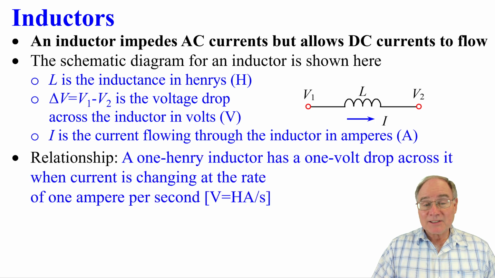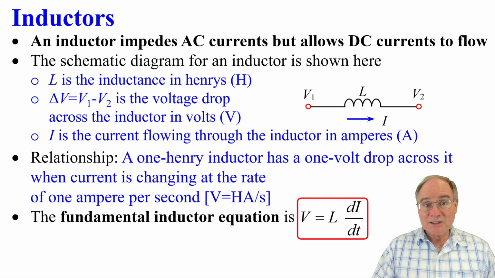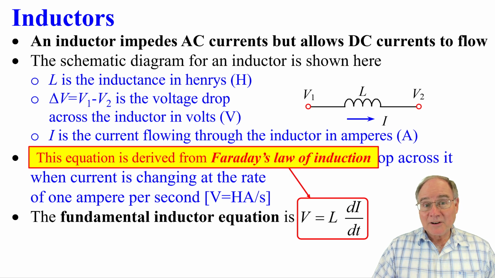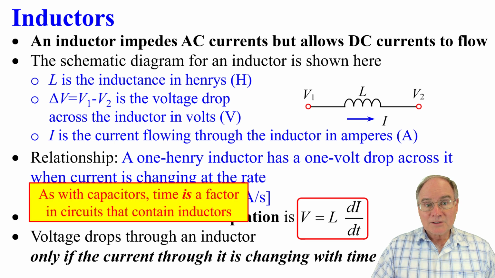The relationship is that a 1 henry inductor has a 1 volt drop across it when current changes at the rate of 1 ampere per second. Again, in terms of units, V equals H times A over S. The fundamental inductor equation is V equals L di/dt. This equation comes from Faraday's law of induction. And again, because of a time derivative here, voltage drops across the inductor only when current is changing with time. So as with capacitors, time is a factor in circuits with inductors.